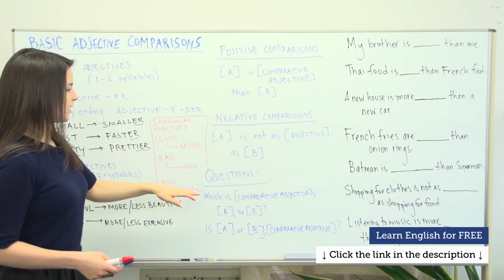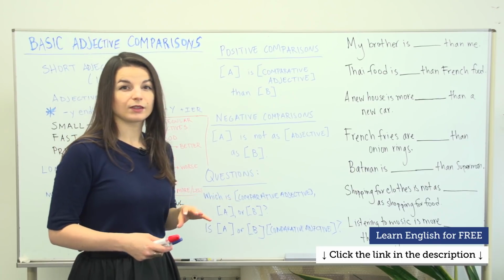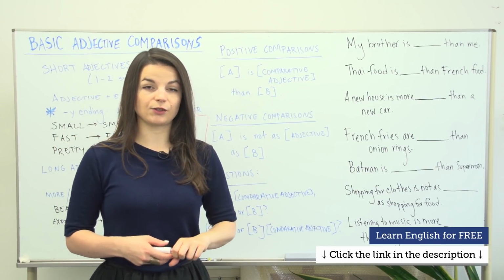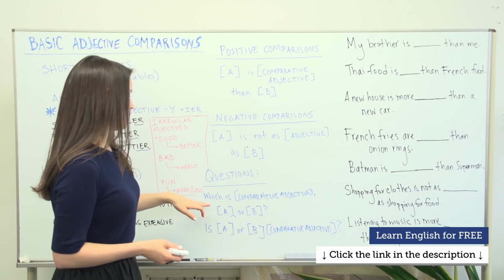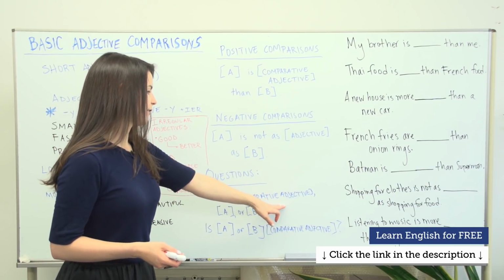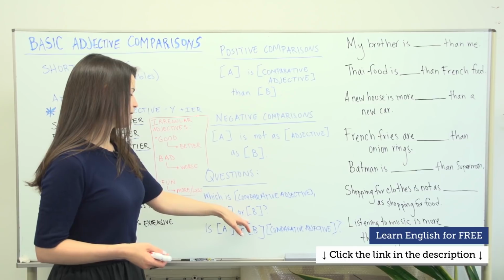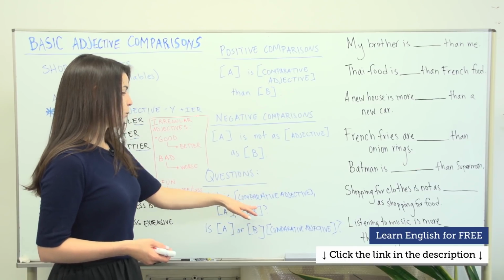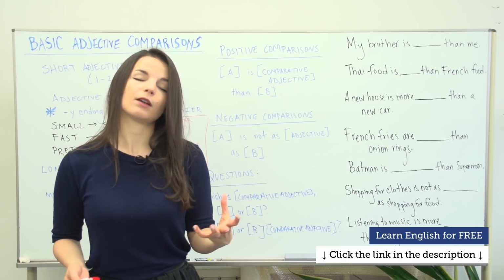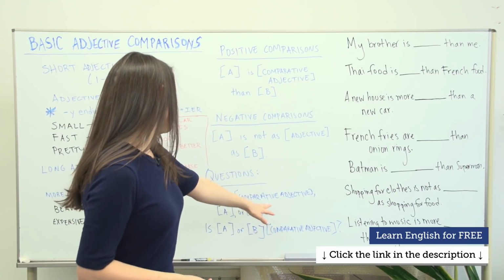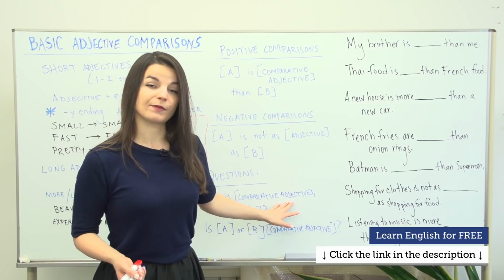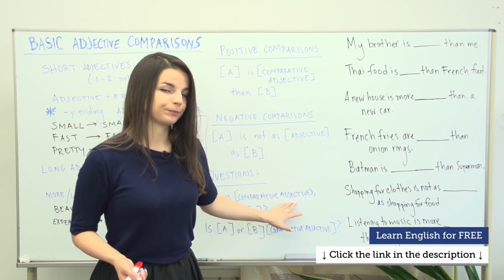Finally, I want to talk about a few questions. So these are a few question patterns that you can use along with your comparatives. So for example, which is plus your comparative adjective, A or B. So for example, which is more expensive, A or B? Or which is bigger, A or B? Here you need to use the comparative form of the adjective in your question.